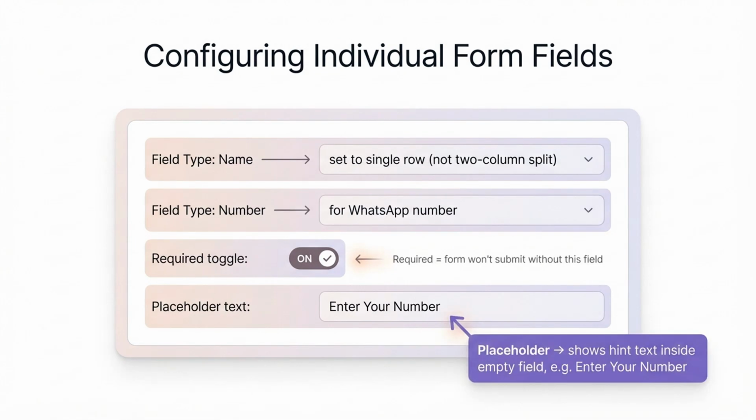Placeholder text is the hint that appears inside an empty form field. It disappears once the user starts typing. Setting a clear placeholder like enter your number or enter your full name makes the form much more user-friendly and reduces confusion about what each field expects.